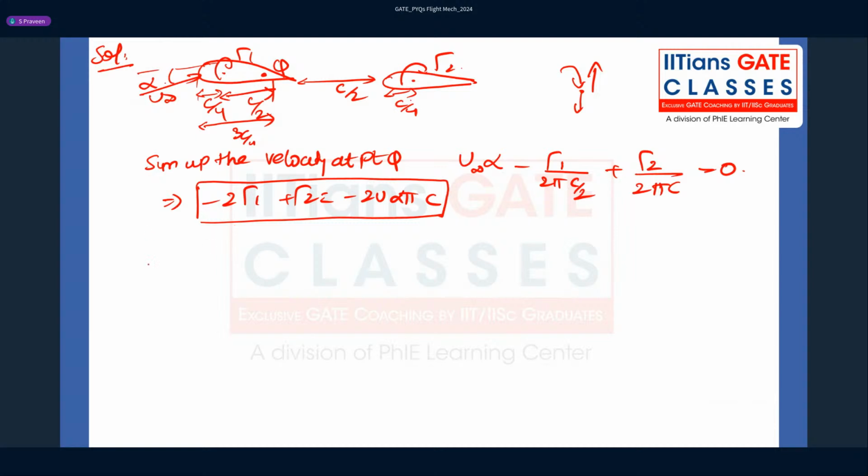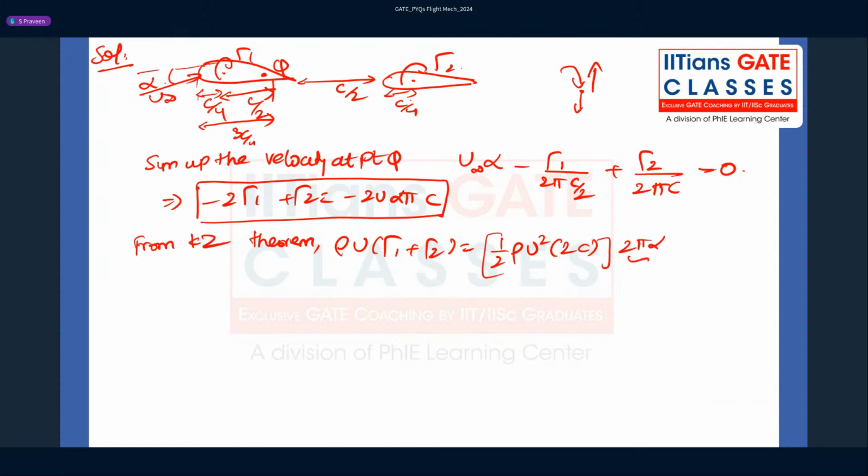Next, now we know the Kutta-Joukowski theorem, right? So from the Kutta-Joukowski theorem, I can write the total lift as rho u times gamma 1 plus gamma 2, which would be equal to half rho u square. Here, because we are combining both the chords, this will be 2c times the CL, which is 2 pi alpha, right? This is basically CL and half rho u square. If I simplify this again, you will get capital gamma 1 plus capital gamma 2 equal to 2 pi c u alpha. Okay, bracket this.